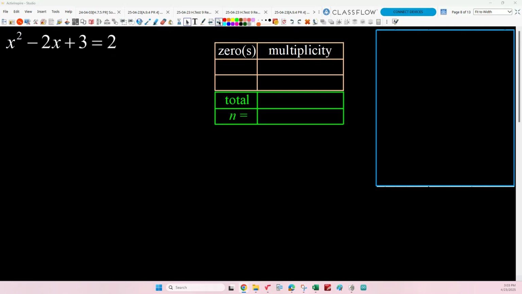Okay. How would we find the zeros for this one? First you've got to put it all on one side. Get it back into standard form. So how would I do that? Subtract 2. So I get x squared minus 2x plus 1 equals 0. What do I do from there?